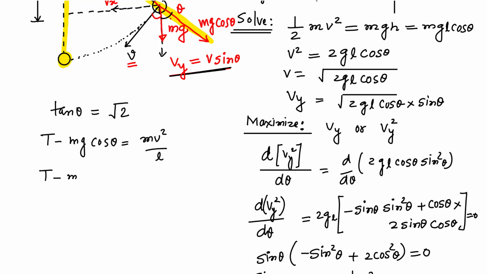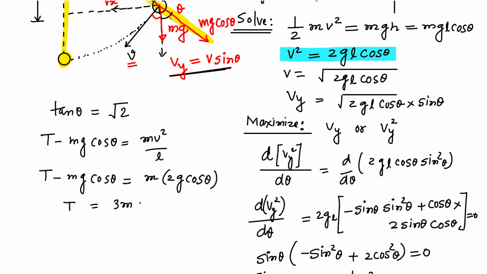And we already calculated V squared, that is 2gL cos theta. So V squared by L is basically 2g cos theta. This means T is equal to 3mg cos theta. So this is my tension.